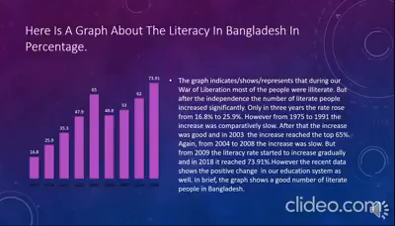After that, the increase was good, and in 2003, the increase reached the top, and it was 65%. Again, from 2004 to 2008, the increase was slow. But from 2009, the literacy rate started to increase gradually, and in 2018, it reached 73.91%. However, the recent data shows a positive change in our education system as well.